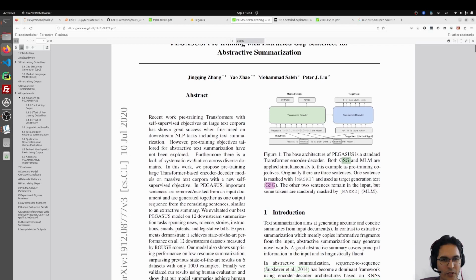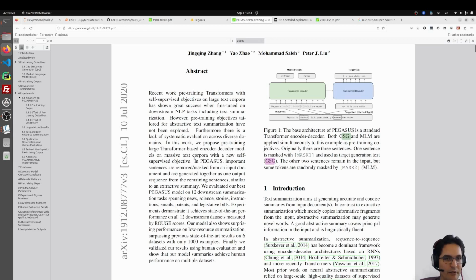Let's just read the abstract very briefly. They mention here that recent work pre-training transformers with a self-supervised objective on large text corpora has shown great success when fine-tuned on downstream NLP tasks, including text summarization. However, pre-training objectives tailored for abstractive text summarization have not been explored. Furthermore, there is a lack of systematic evaluation across diverse domains.